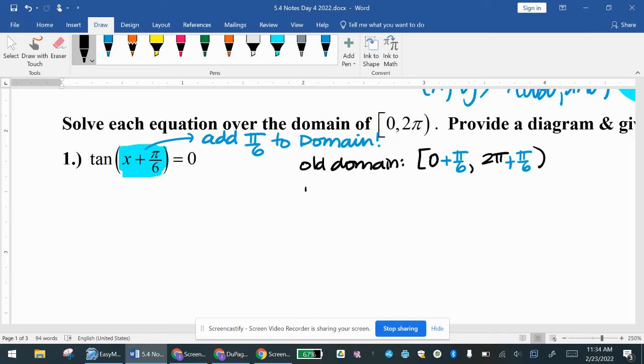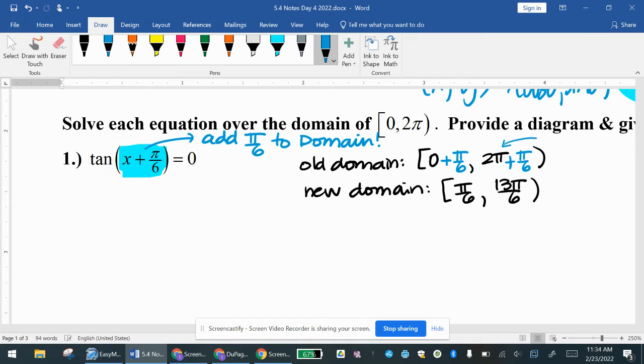So our new domain for this problem is going to be pi over 6 and then 13 pi over 6, because 12 pi over 6 represents 2 pi. Okay, so just keep that in mind. That's going to come into play in a little bit. Okay, that when you're dealing with this problem, there is going to come a point where we have to address the fact that we have a new domain.